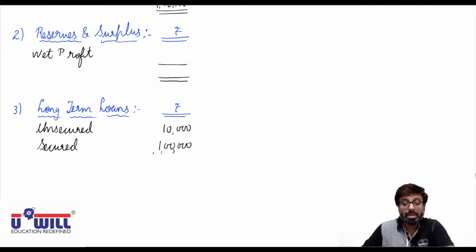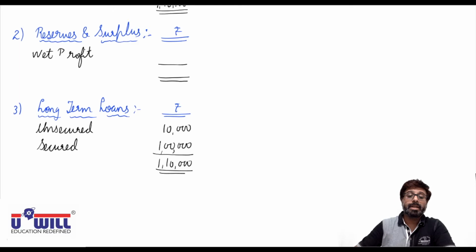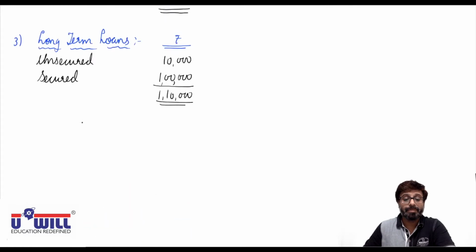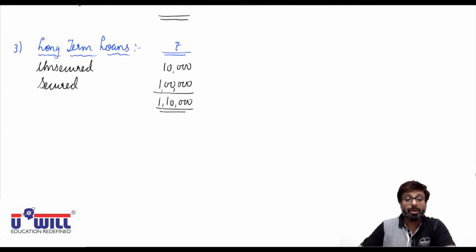So total long term loans are 1 lakh 10,000. Then the fourth note will be trade payables. After long term loans in current liabilities, you can see we have trade payables. So the fourth note will be of trade payables.